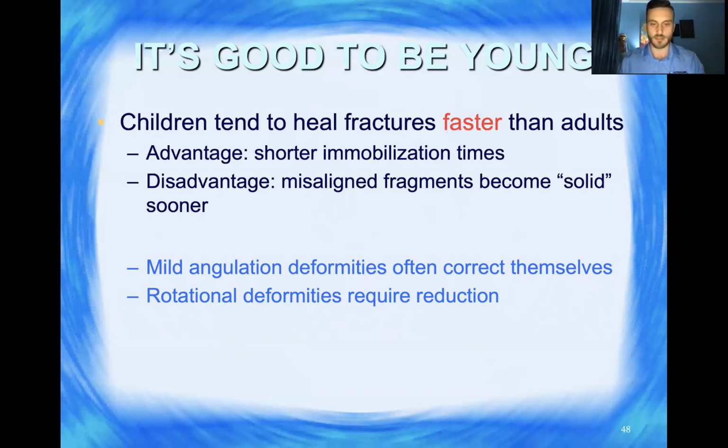Rotation, not accepted. How to make sure of the rotation? As I told you last lecture, get the rule of two joints. So one joint above the fracture, one joint below, to make sure that there is no rotation. Good.